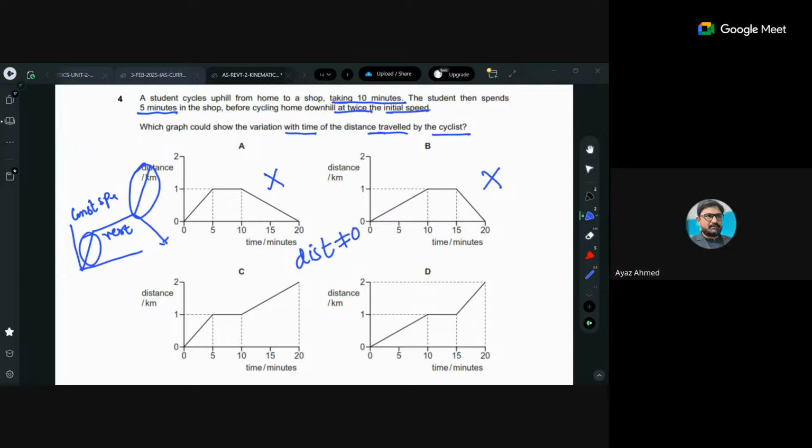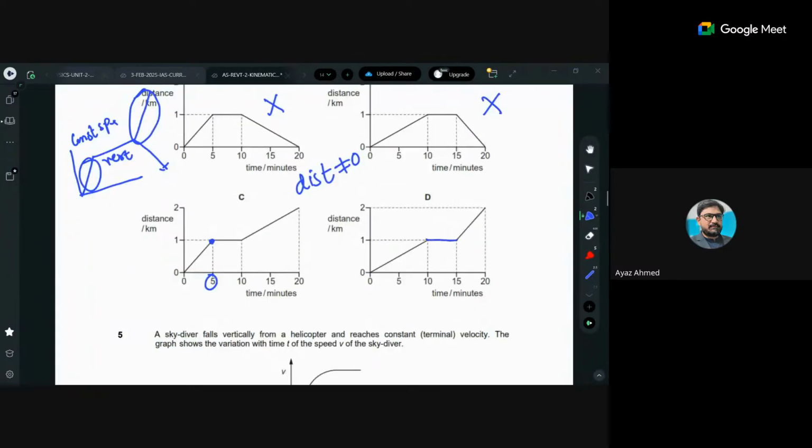Then in this one, if you see, the first part takes 5 minutes, it has constant speed for 5 minutes, which is not mentioned here. The student cycles up the slope taking 10 minutes. So it means for 10 minutes the student has a constant speed, then the student is at rest, and then the student is moving down the hill with double speed. So the gradient of the second line is double that of the first. That is why option D would be the right option.